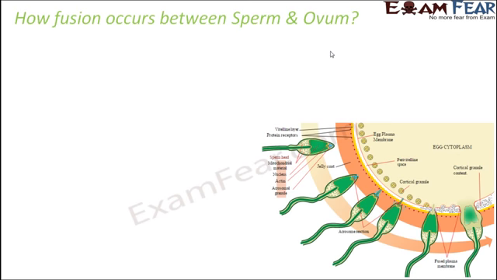So now the question is how the fusion occurs between sperm and ovum. How exactly does the sperm enter inside the ovum and then fusion of the nuclei take place? That is what we will focus on here. So let us see how exactly the fusion happens between the sperm and the ovum.